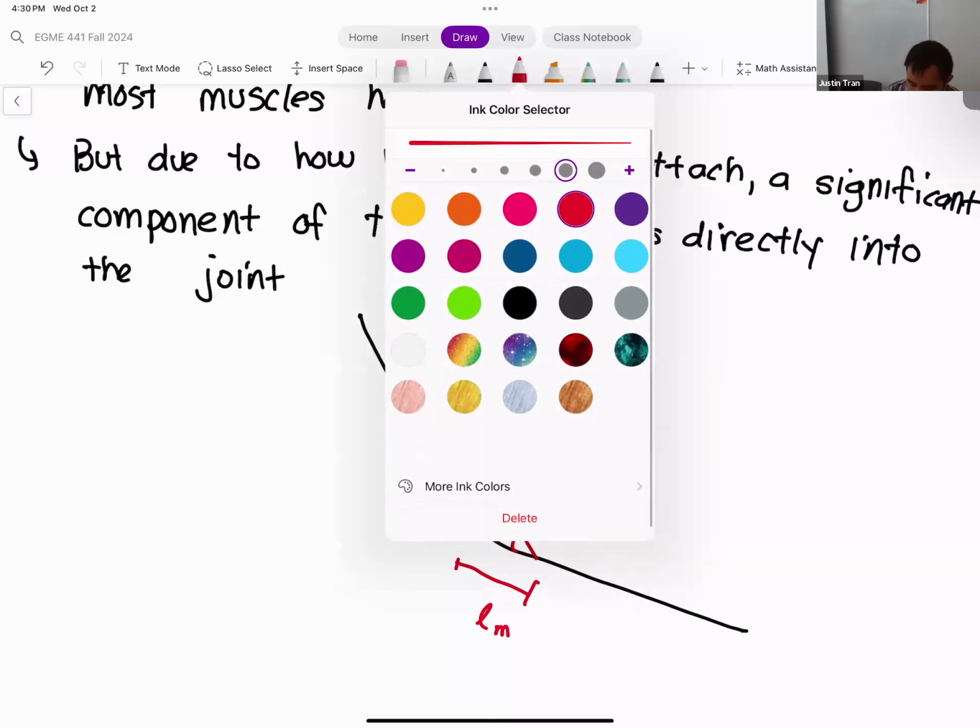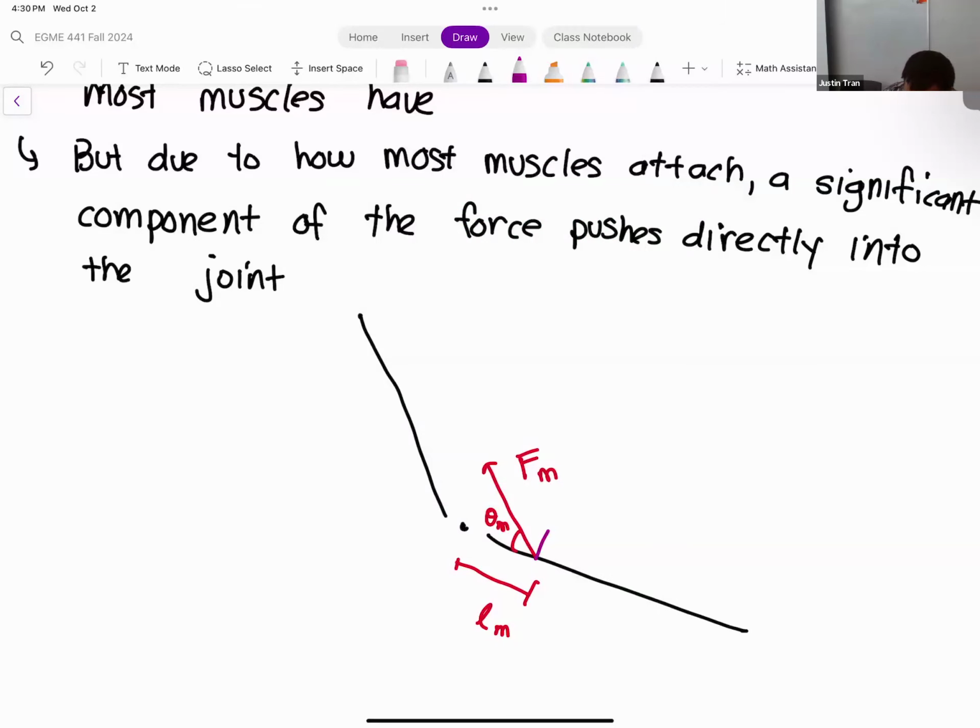If I were to break this muscle force up into its different components, what we've usually done is break it up into a component that's perpendicular to the body segment. I'll call that F perpendicular. Usually this is the one we're interested in because this is the component of the force that generates a moment, so it's the one we usually use in our static calculations. One component we haven't talked too much about is the parallel component. I'll call that F parallel.